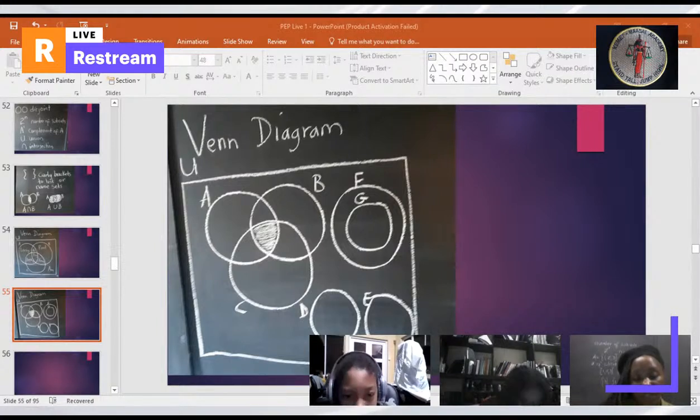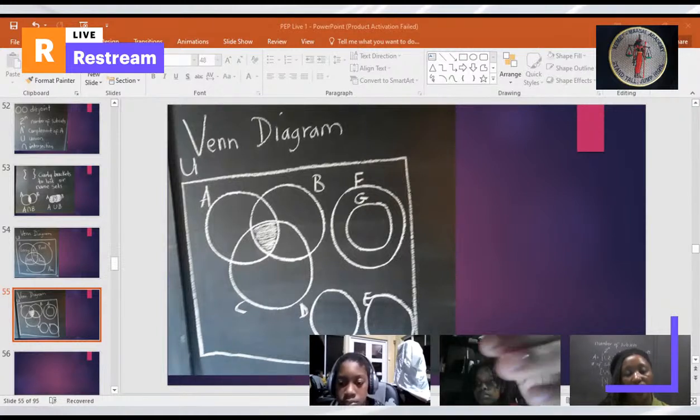I was saying that the union is D and E. Their union would be all the elements in D and all the elements in E. And their intersection would be the empty set or the null set. So the intersection of disjoint sets is the empty set or the null set.